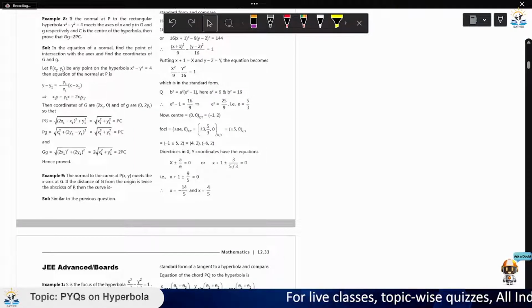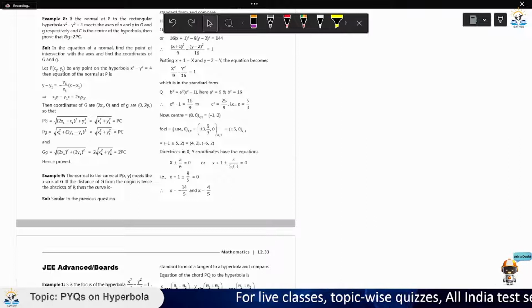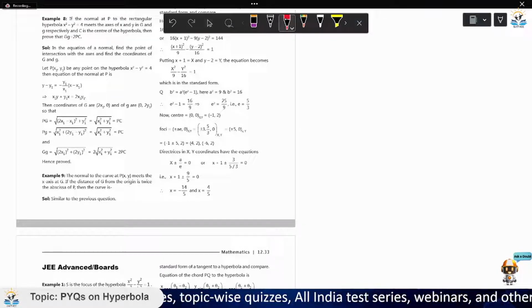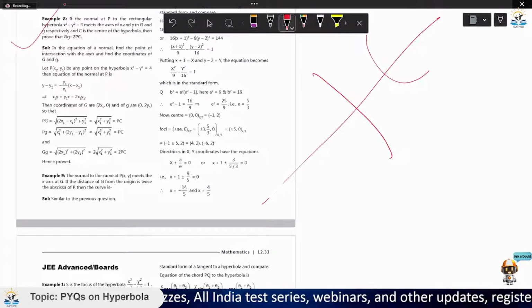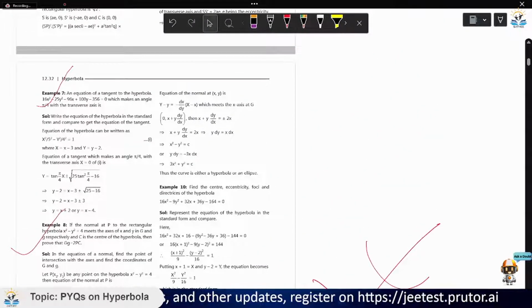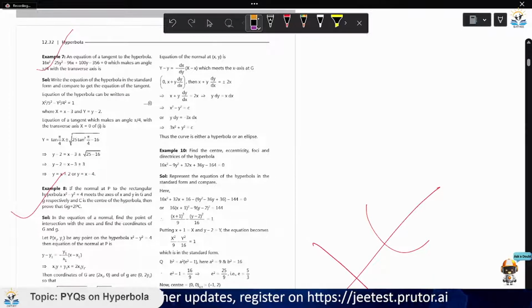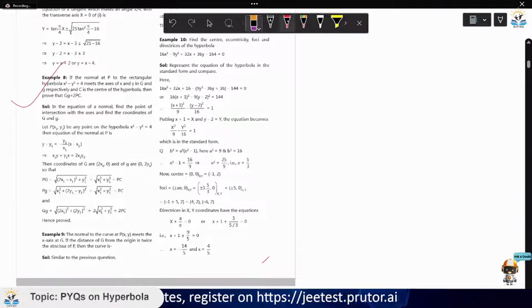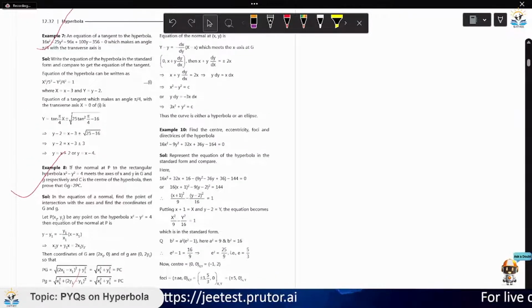Okay, the next question that we have: the normal to the curve meets the x-axis at G. It is very similar to the question that we just did, but let's continue and see what the question is trying to say. So this is our hyperbola. The distance of G from the origin is twice the epsilon. Then the curve is, yeah, very similar to the previous question. We just calculated that it would be 2 times x1. I really don't need to go over the same question again. It's evidently true what we're trying to prove here.